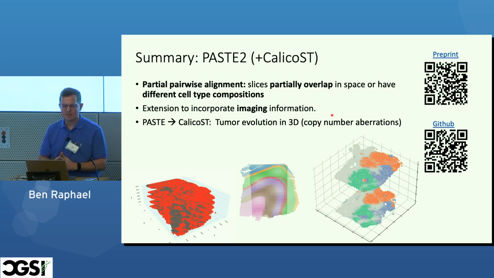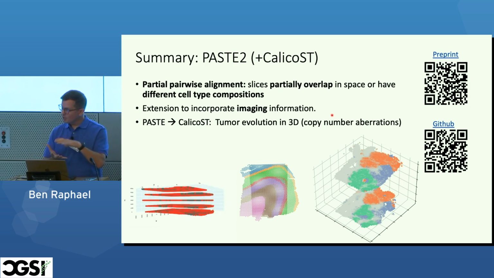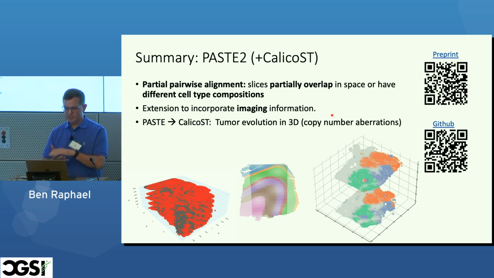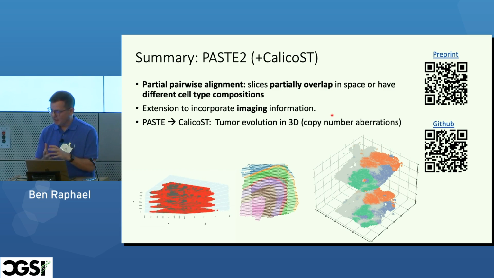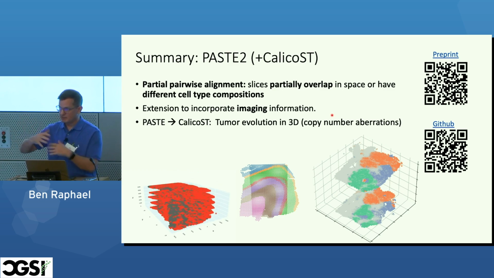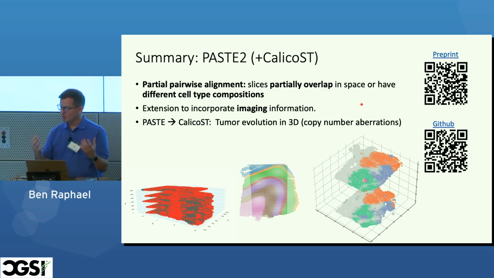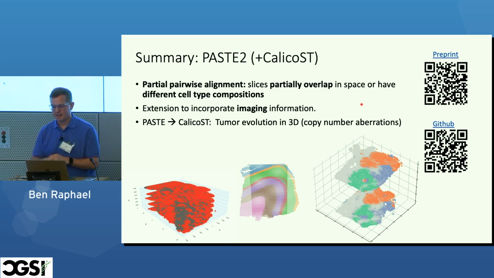So here's just a summary of this last quick part. PASTE 2, the sequel to PASTE, does partial alignment of these multiple slices, and then once you have that alignment, you can start doing lots of cool stuff with it. You can look at anything you would look at in spatial transcriptomics, but now in 3D: spatially varying genes, cell type composition. I showed you one application with copy number aberrations in cancer.